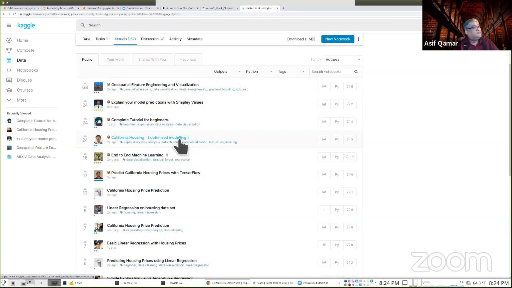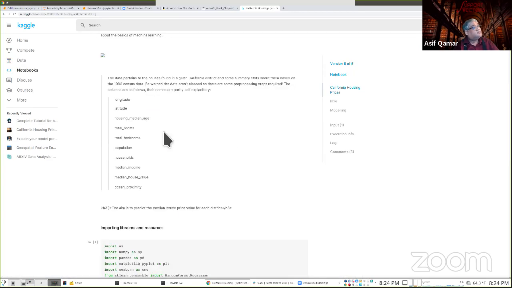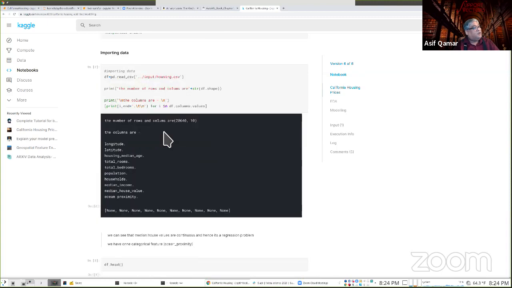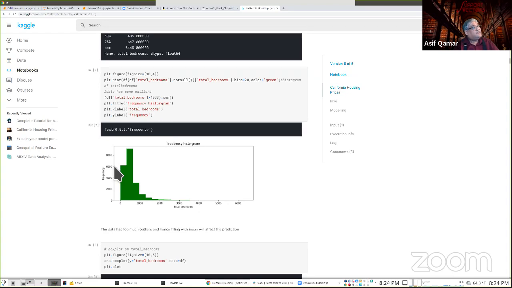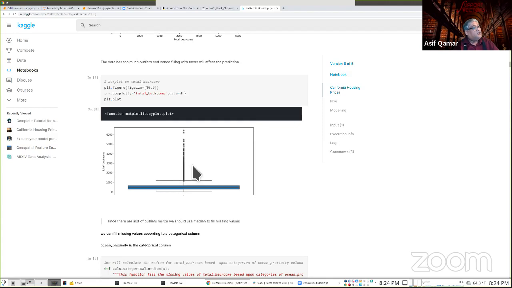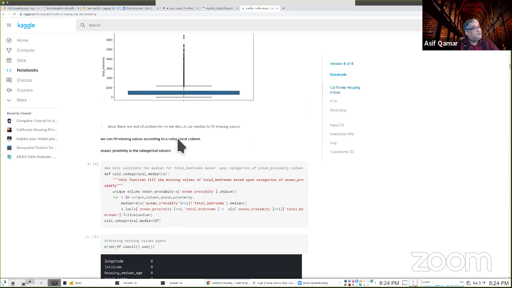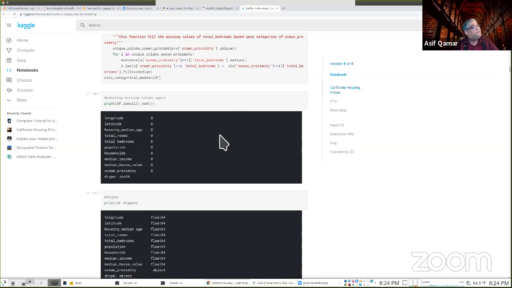Optimized modeling, 24 volts. Import data, missing value. He notices that there is a skew. Hopefully he's, see, sometimes you can just look at the pictures and tell how the person is thinking. Hopefully he notices a right skew and does something about it. Notices a lot of outliers and he computes the medians and so forth. Unique for median, total number. He's finding the median of all of these.